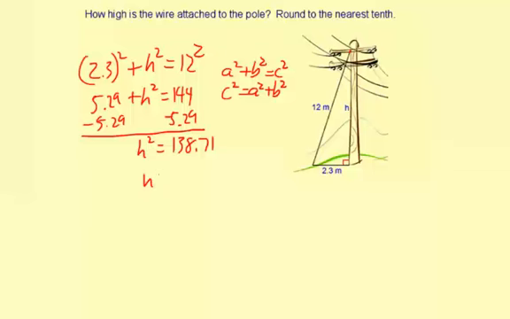So the h is going to be plus or minus the square root of 138.71. Now we're talking about the height here. We can't have a negative height, so we're going to ignore this negative and just take the positive or the principal square root.